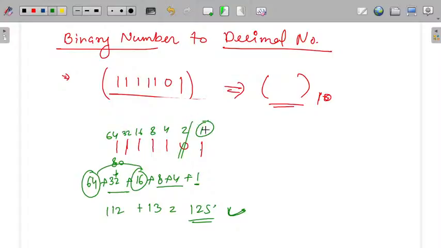By mistake I missed the 1 and started from the 2. Here 1, then 2, then 4, 8, 16, 32, 64, like this. After that you have to add these. So this is the way you have to convert binary into a decimal number.